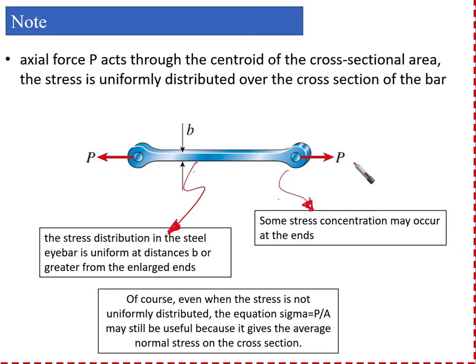Even when the stress is not uniformly distributed, the equation, which is sigma equals P over A, may still be useful because it gives the average normal stress on the cross section. So still we are dealing with the same concept, which is the action of the force being applied over the cross-sectional area. If some parts do not have uniform distribution, still when we say P over A, where A is the cross-sectional area, it is going to give us the average stress, which is going to be useful for us.